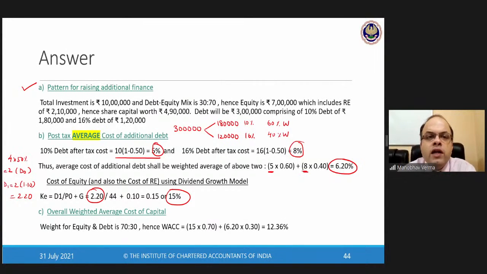Let me know if you have a doubt there. Okay, so I hope everyone is clear on that. Once you have 6.2 and 15%, you can simply apply your 70% and 30% weights, and that should give you a weighted average cost of 12.36%. Let me know if any doubts.